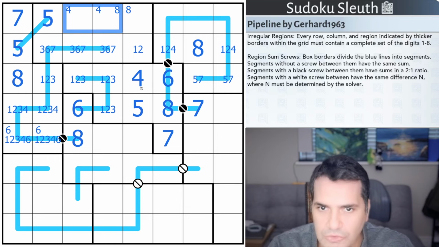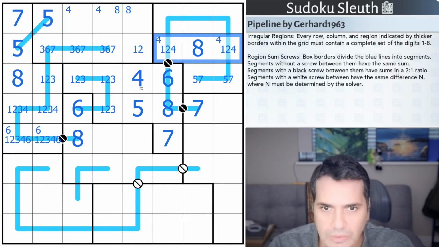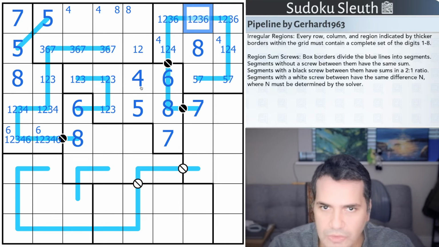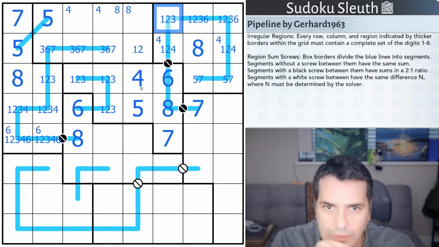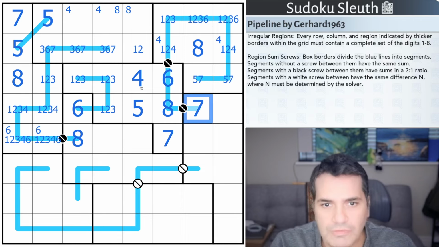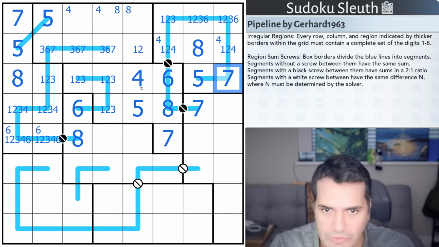That's not a 4. 4 is in one of these two cells. Then in essence I have another 1, 2, a 3, and a 6. And that's not 6. Okay. And then I've got another 1, 2, and then 4 and 8. 7, of course, gave me 5 and 7.